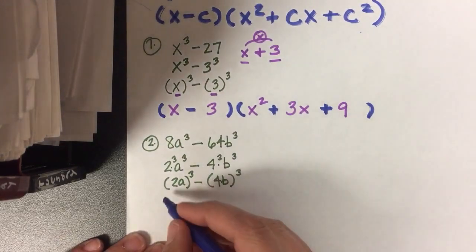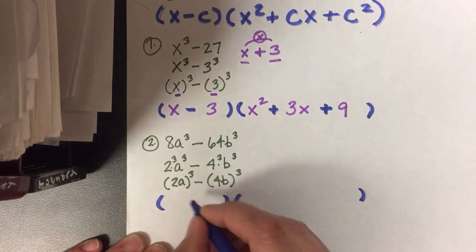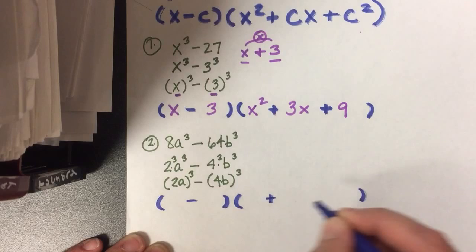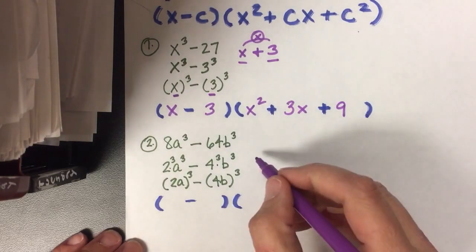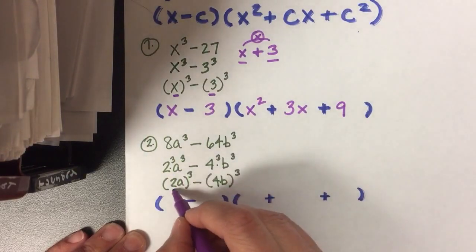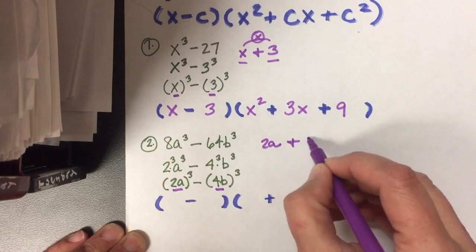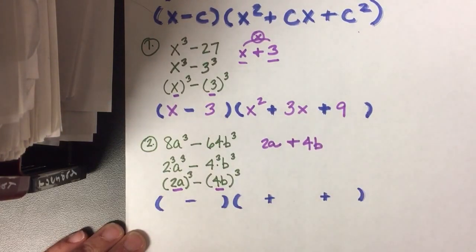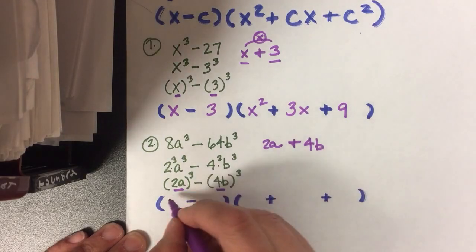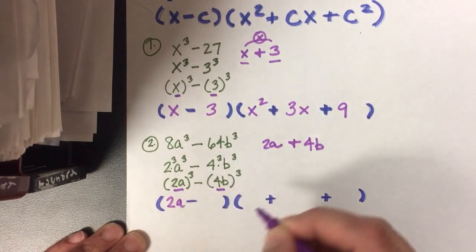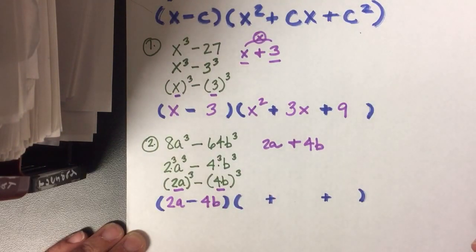So let's follow our format. I'm going to put my two factors, with subtraction in the first, and plus, plus in the second. Okay, so let's examine my two bases. In this case, my two bases are 2a and 4b. Those are my two bases. So I'm going to plug those bases in accordingly. My first one goes here, 2a, and this goes here, 4b.